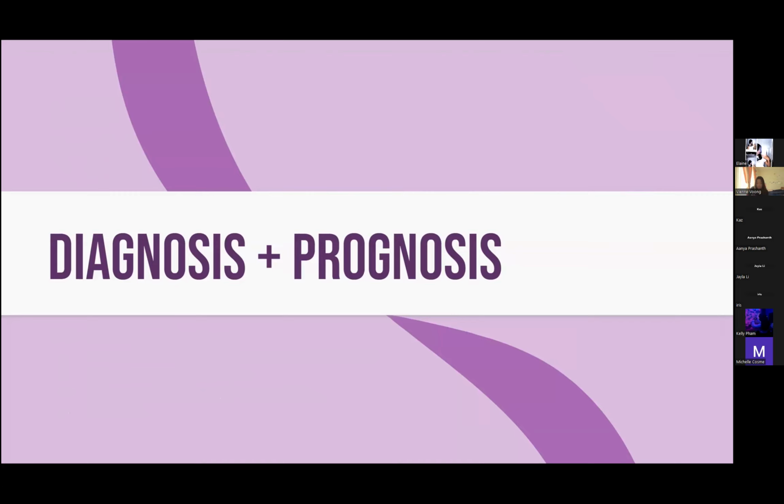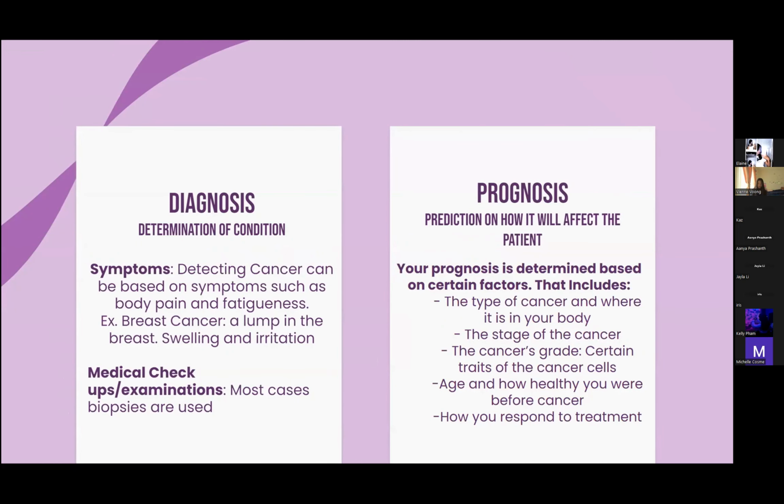All right, so next we're going to be talking about diagnosis and prognosis of cancer. So what exactly is diagnosis and prognosis? To be brief, diagnosis means to determine the cause of disease based on symptoms and signs shown. In order to determine the diagnosis, biopsies are commonly used on patients. A biopsy is a type of procedure where they remove a living tissue or cell in your body and examine it in the laboratory to find what exactly is wrong with your body.